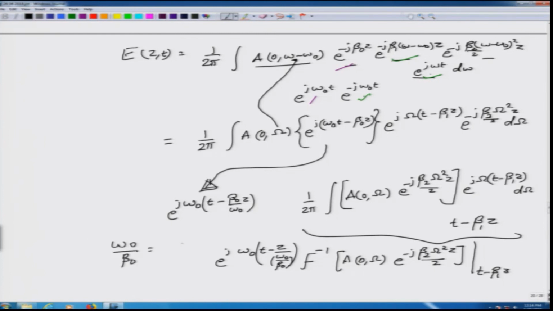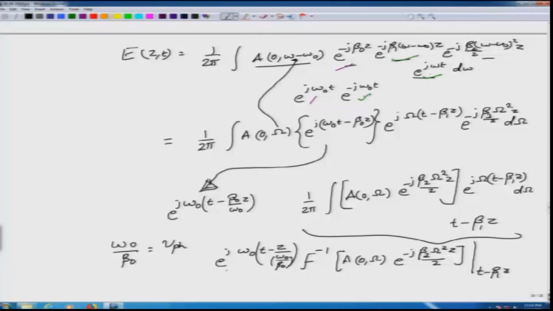This change gives me a small simplification, because omega 0 by beta 0 is actually equal to the phase velocity V_ph of the carrier. So, z by V_ph is the delay of propagation of the carrier over a distance z. This term can even be written as e to the power j omega 0 (t minus z by V_ph). This is how the carrier is propagating. The carrier experiences a delay of z by V_ph.